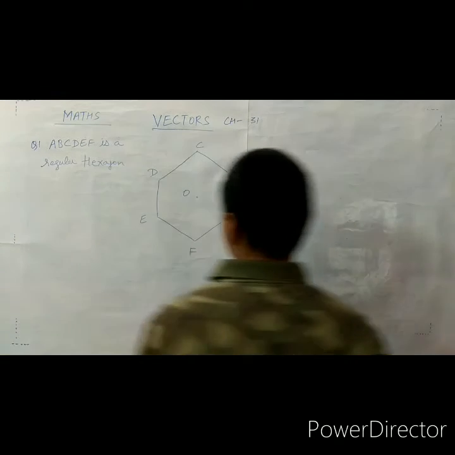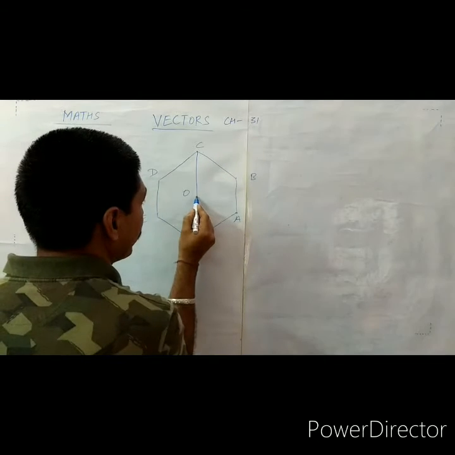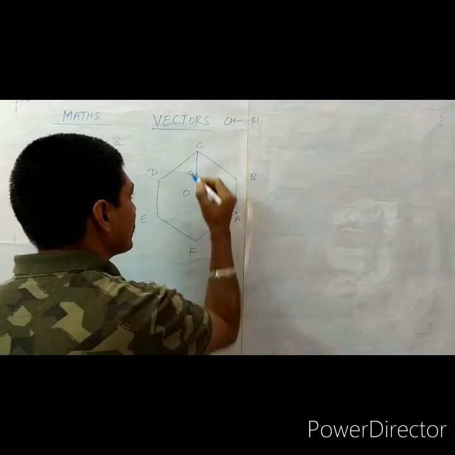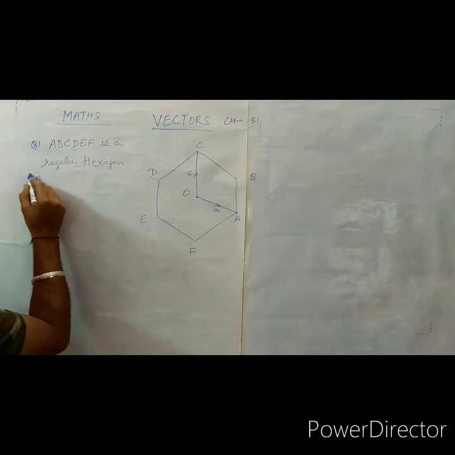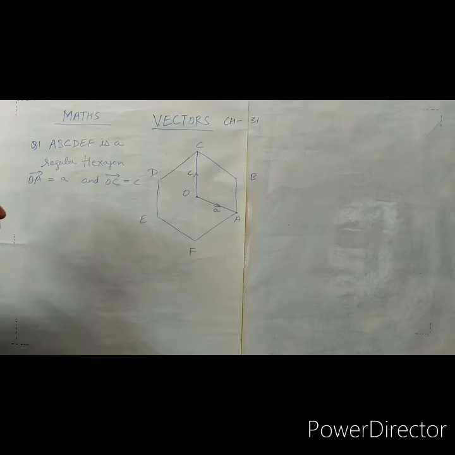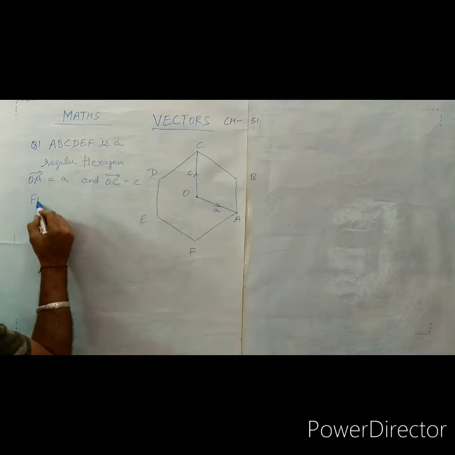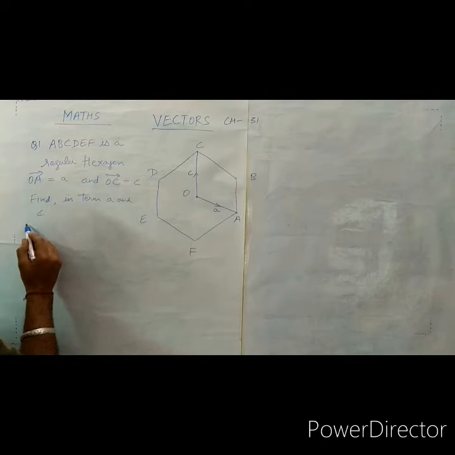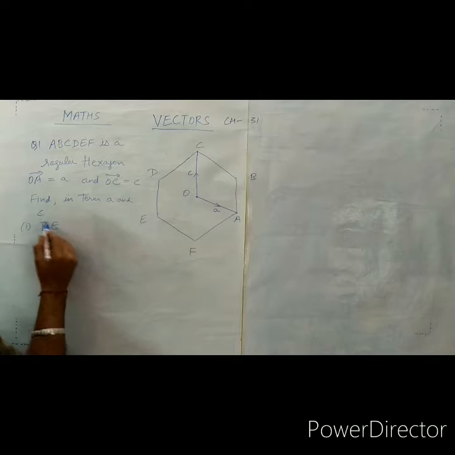Now here we have given the two position vectors from O to C and O to A. These two position vectors are A and C. Here OA is equal to A and vector OC is equal to C. So here we have to find, in terms of A and C, first one, vector BE.